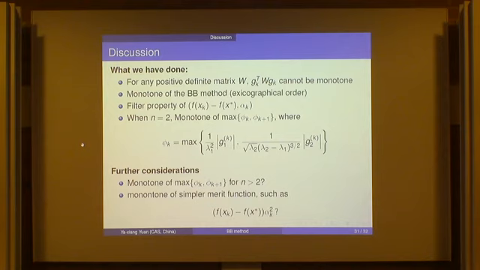So this is the last slide of mine. In the end, I want to summarize. What I have done is, for any positive definite matrix W, you define the norm like g_k transpose W g_k. In this type of norm, there is no hope to prove monotonicity for the BB method. That means if you fix the iteration and define the metric function, which is a quadratic function, if the original function is quadratic, you define the quadratic function based on the current iteration. There is no hope for you to prove any monotone result.